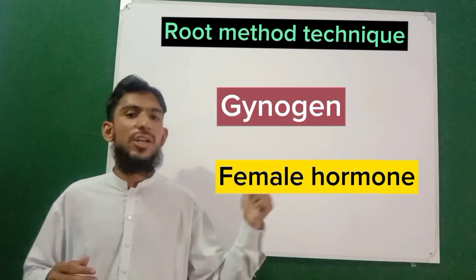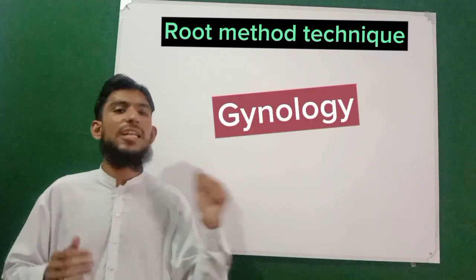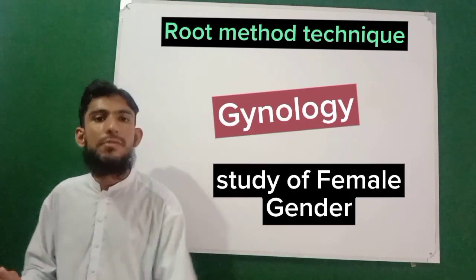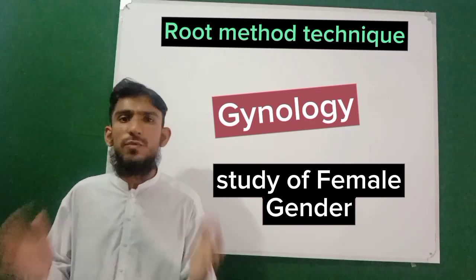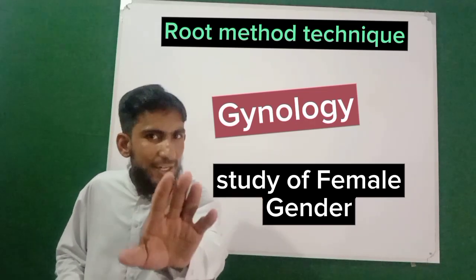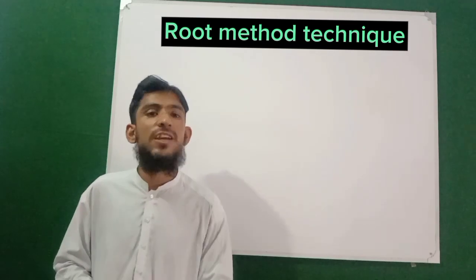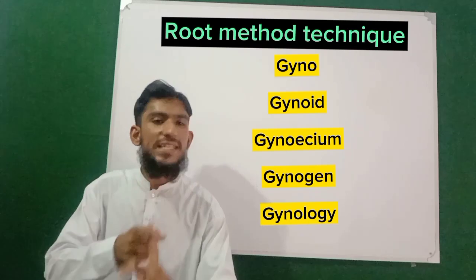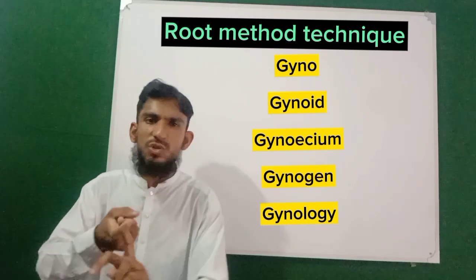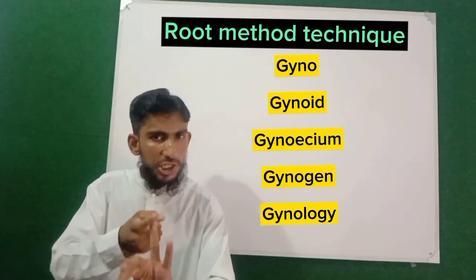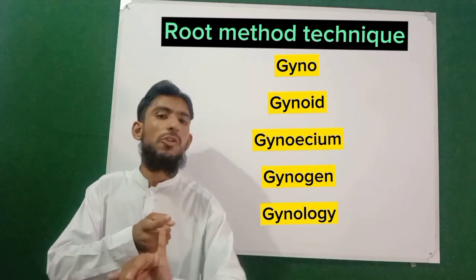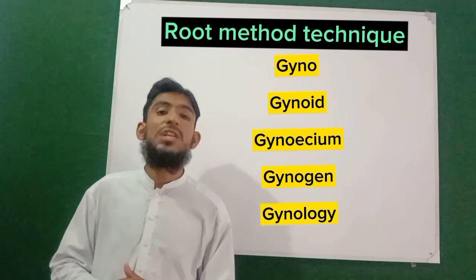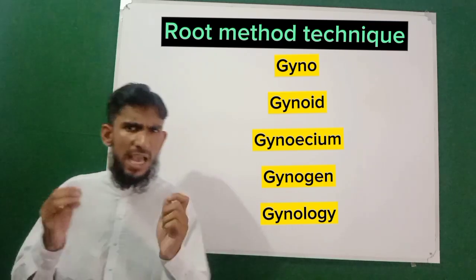Now the fifth word that we are going to learn from this root word is gynecology. Gyno means female or woman, so the study of the female gender is called gynecology. So viewers, from this single root word gyno, we have already learned 5 more words: gynoid, which means woman-like; gynocentric, those who take interest in women; gynoecium, the female part of the flower; gynogen, the female hormone; and gynecology, the study of the female gender.